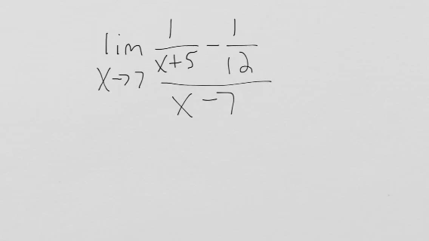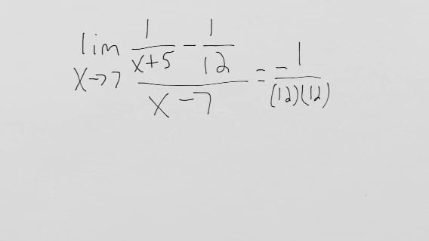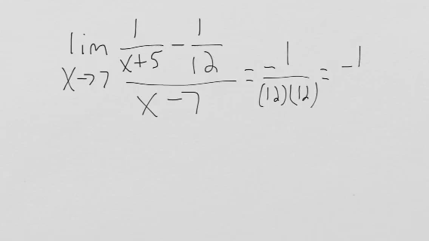So last one, just to solidify this pattern, we see if we plug in 7, we get 1/12 minus 1/12 over 7 minus 7. So we do have a hole at this limit. And by our pattern, we should end up with an answer of negative 1 over 12 times 12. Negative 1 over 12 squared, which is going to be negative 1 over 144. Okay. These types of problems will always follow this pattern.